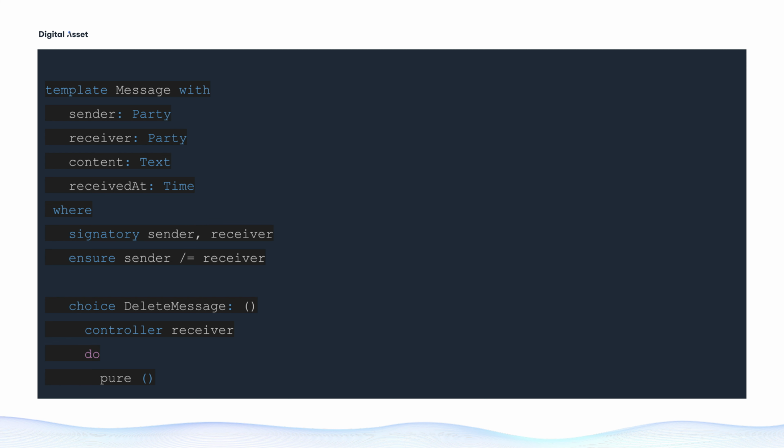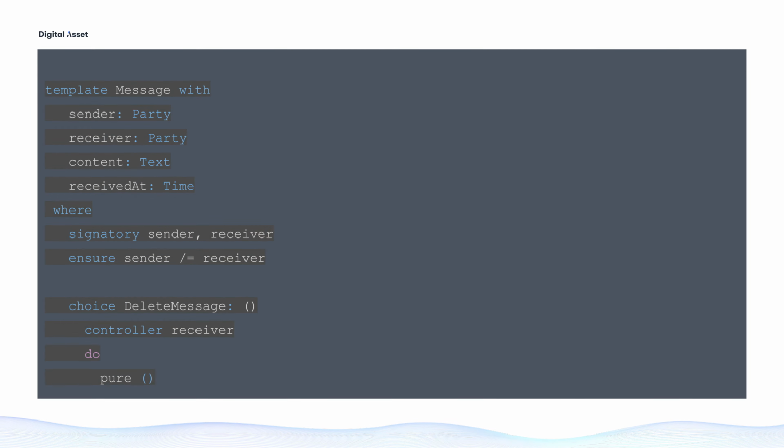The ensure clause prevents the creation of a message where sender and receiver are the same party. In other words, it prevents us from sending a message to ourselves. This is a protection against a potential endless loop where a message sent might trigger the auto-reply, which in turn would trigger the auto-reply again, and so on. The template includes the delete message choice, which allows the receiver party to archive the contract.